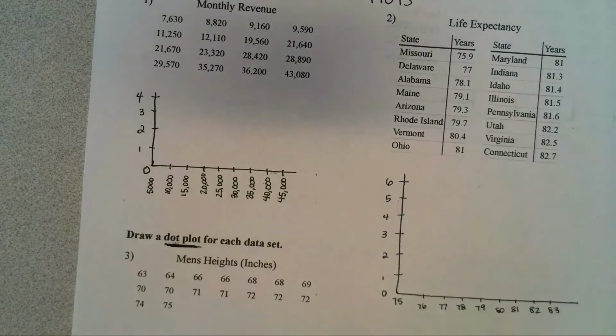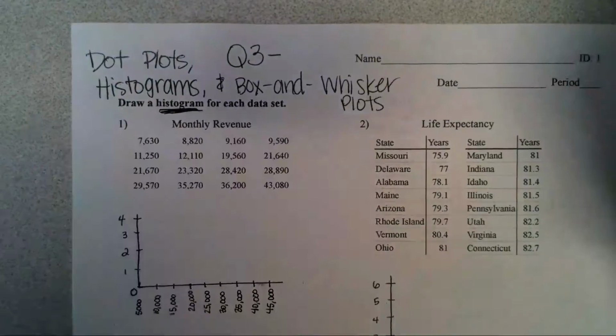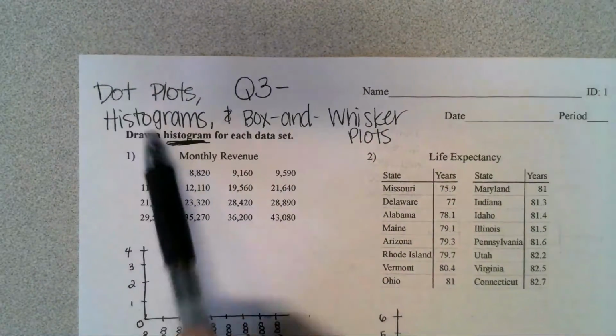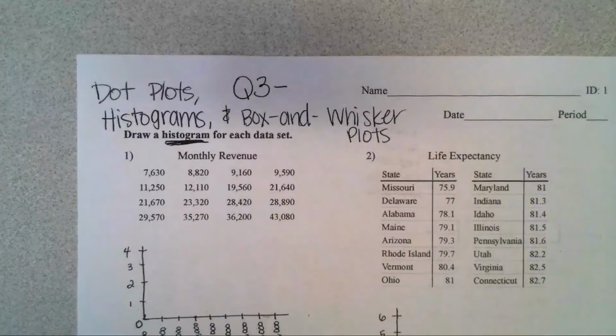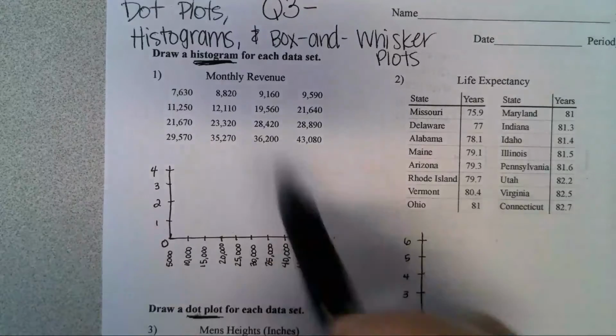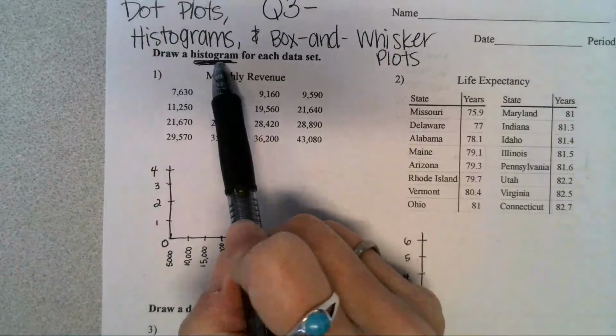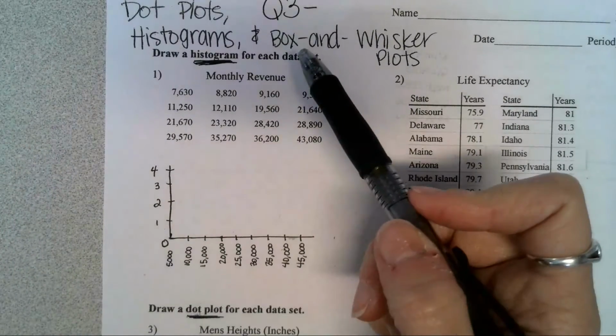Hey guys, this is just a quick review on some additional statistical models. Today's worksheet has us working with dot plots and histograms, so I just wanted to give you a really quick refresher on what those are. So first thing up is a histogram for each data set. This is a bar chart.